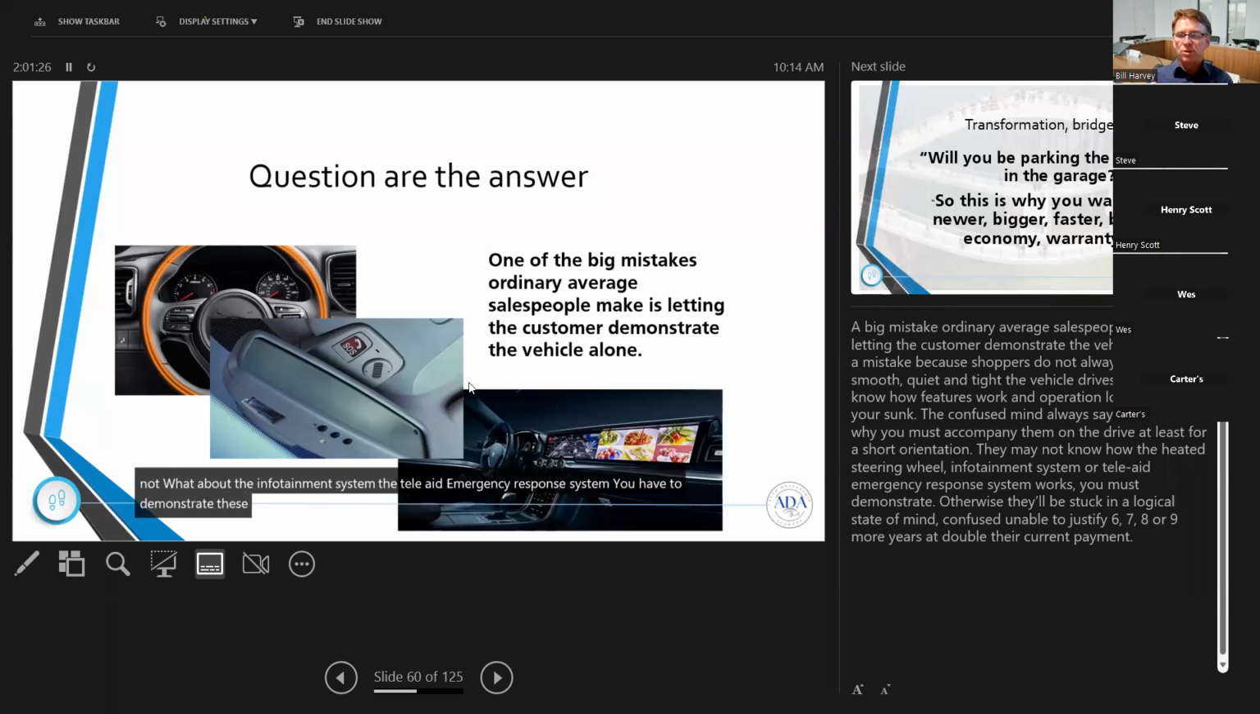Customers don't want to push a button for fear that they break something. Otherwise, they're stuck in a logical state of mind, confused, unable to justify 6, 7, 8, 9 more years at double their current payment, right? You guys are seeing it a whole lot more than I know about it. I know customers are coming in on double up payments now.